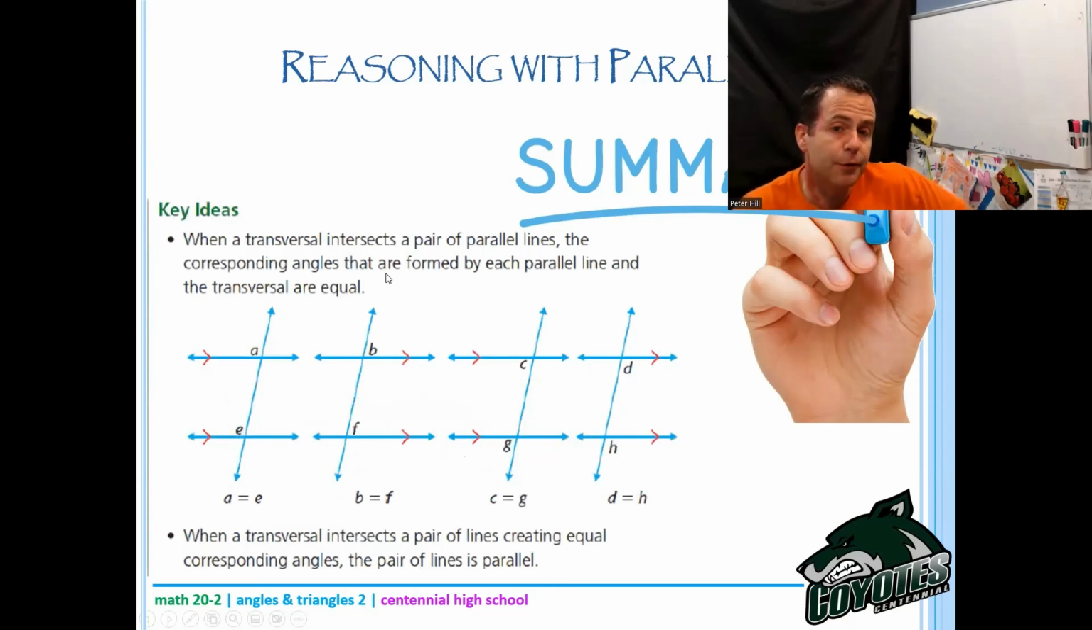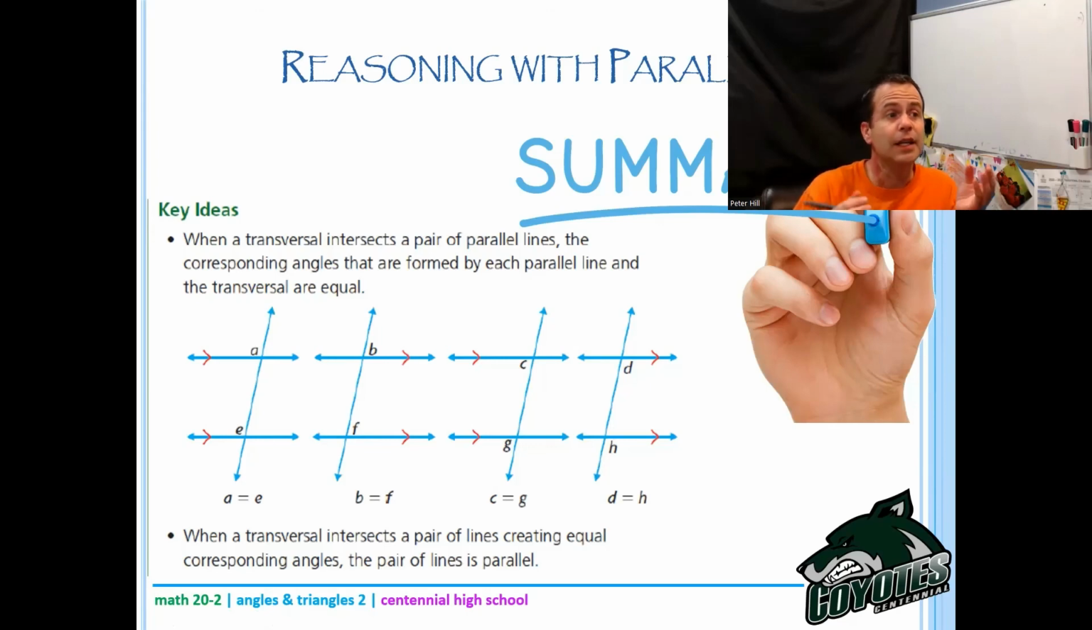When a transversal intersects a pair of parallel lines, the corresponding angles that are formed by each parallel line and the transversal are equal. When a transversal intersects a pair of lines creating equal corresponding angles, the pair of lines is parallel. So you can use one to get the other is all we're saying there. That's just like what we did in the last lesson. If you can prove corresponding angles equal each other, then you've proven parallel lines. If you have parallel lines, then you know corresponding angles are equal to each other.